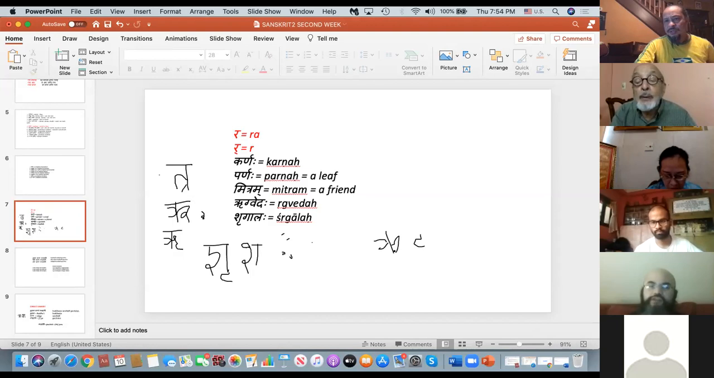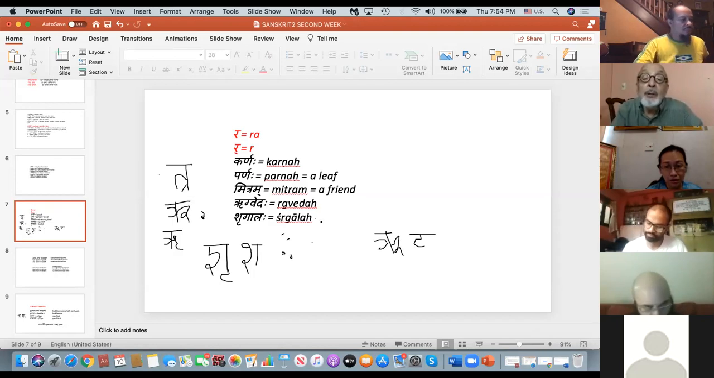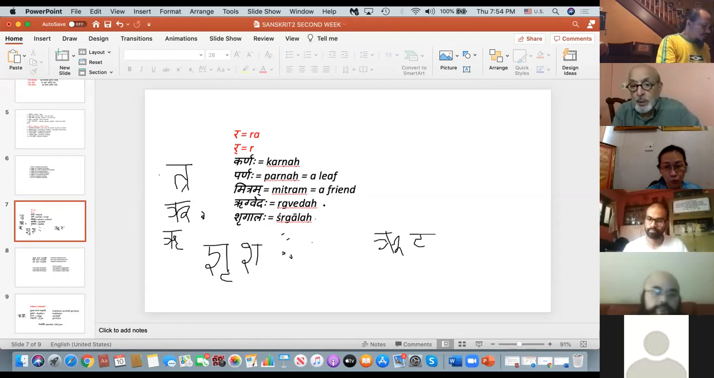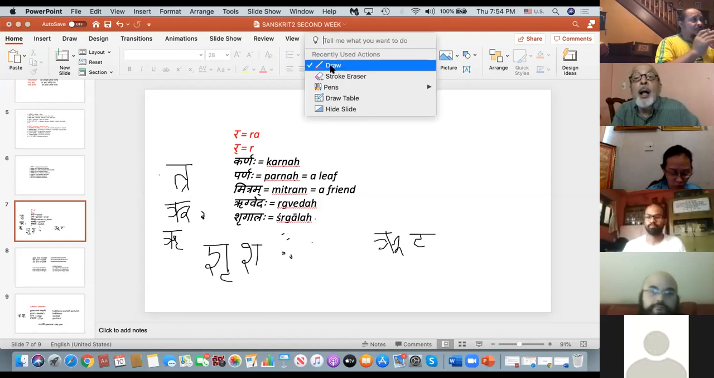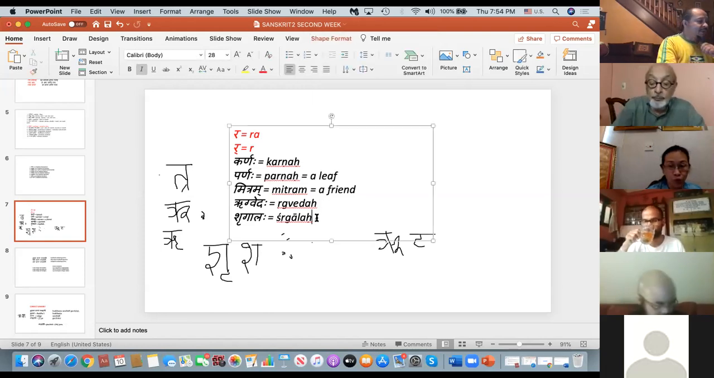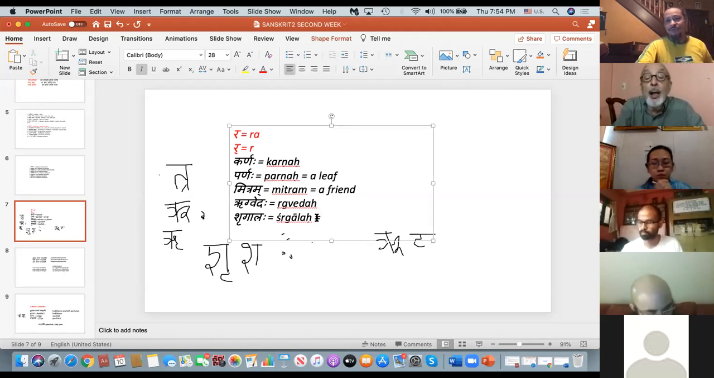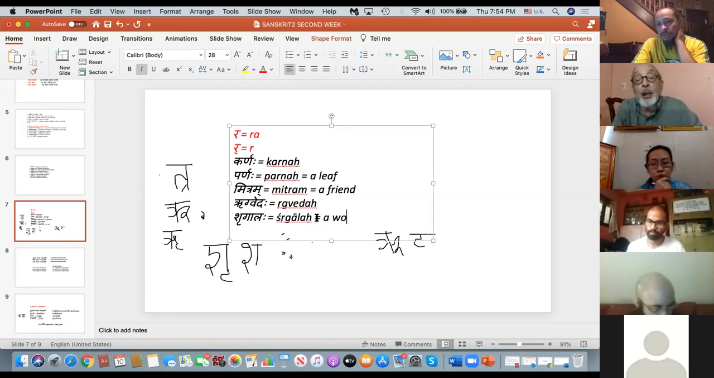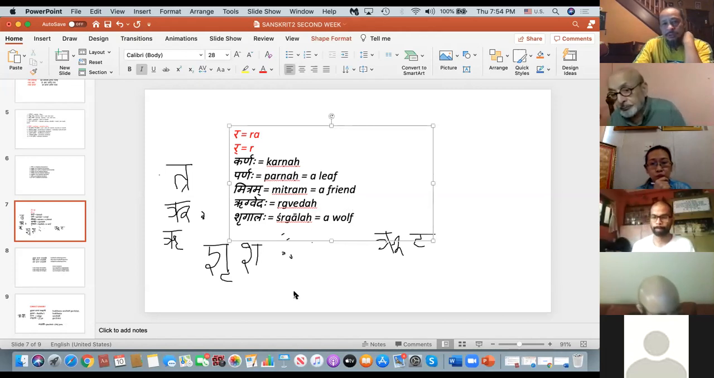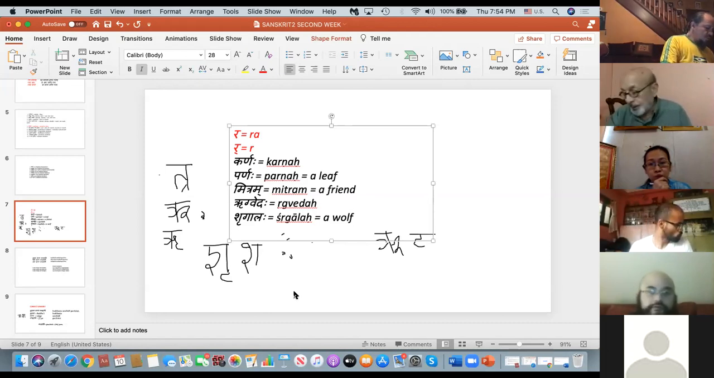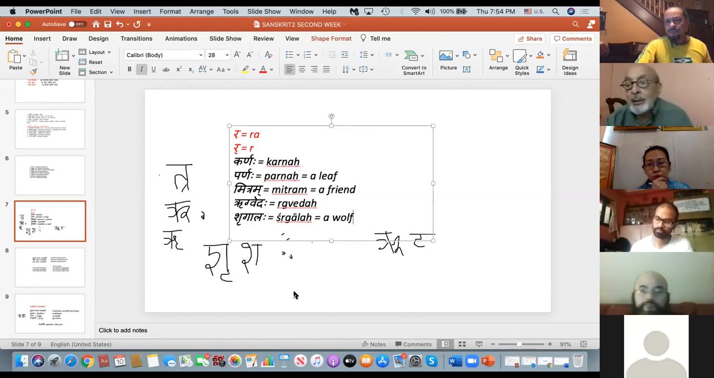What is Shrigala in English again? Shrigala is a wolf. A wolf. But sometimes Shrigala is also used for jackal.